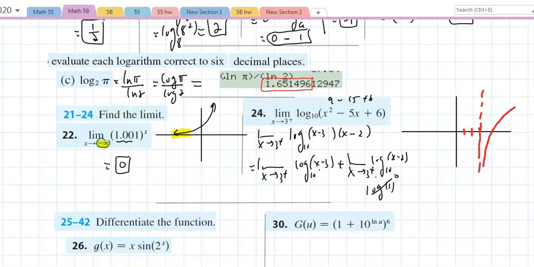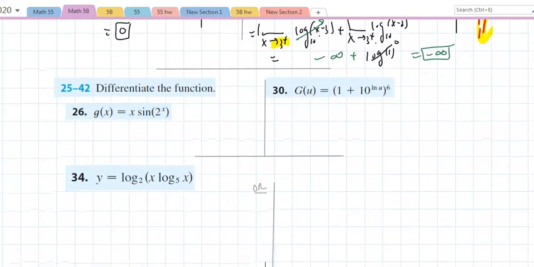It looks like this. And if I take the limit as x approaches 3 from the right, that will approach negative infinity. So if I take negative infinity plus 0, that limit is simply negative infinity. So make sure you show me this work when you're doing that.